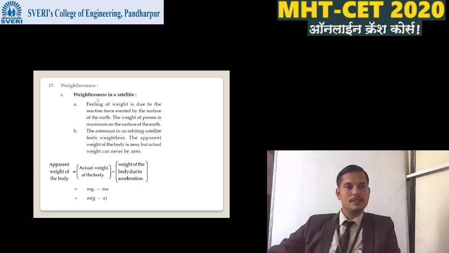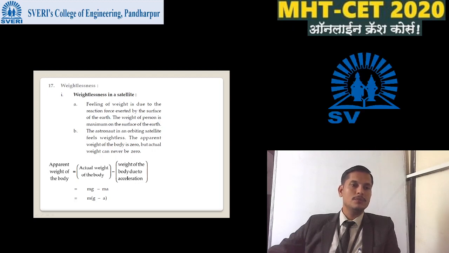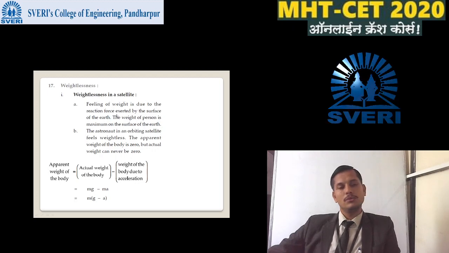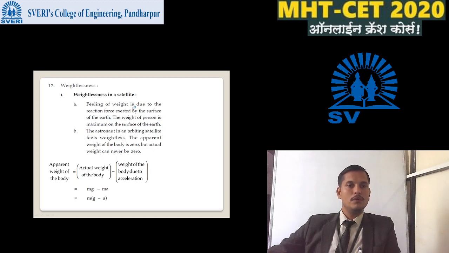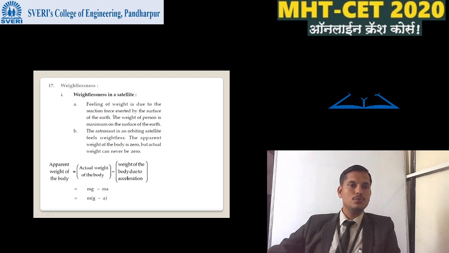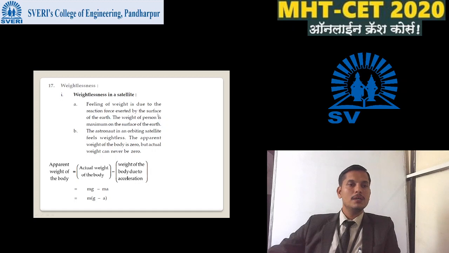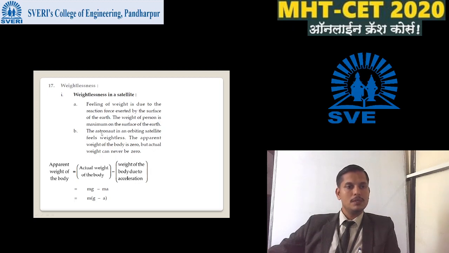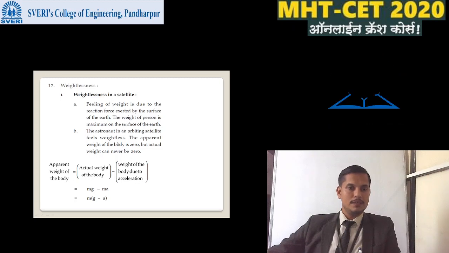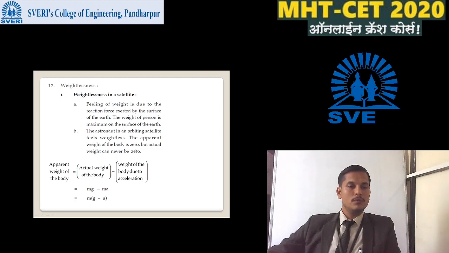So you know that weightlessness in a satellite, maybe you have observed in Discovery Channel or YouTube videos. First we have to know how we can feel the weight. So feeling of weight is due to the reaction force exerted by the surface of the earth. The weight of a person is maximum on the surface of the earth, but in the satellite, what happens? The astronaut in an orbiting satellite feels weightless. The apparent weight of the body is 0, but actual weight cannot be 0.